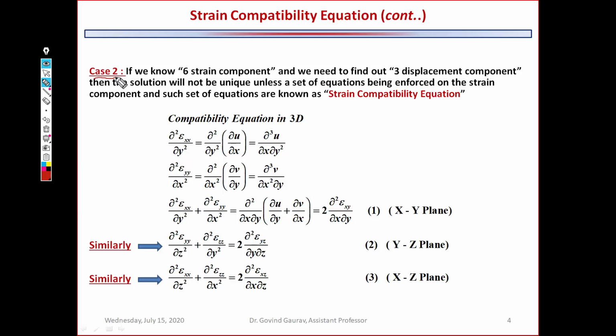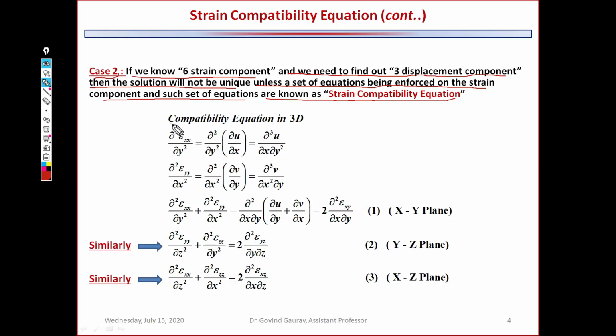Case 2. In the previous sections, we knew the displacements and were interested in calculating the strains. Here, if we know the 6 strain components and need to find the 3 displacement components, then the solution will not be unique unless a set of equations is enforced on the strain components. Such equations are known as the strain compatibility equations. So we will derive the strain compatibility equations. Altogether, in 3D space we have 6 strain compatibility equations.